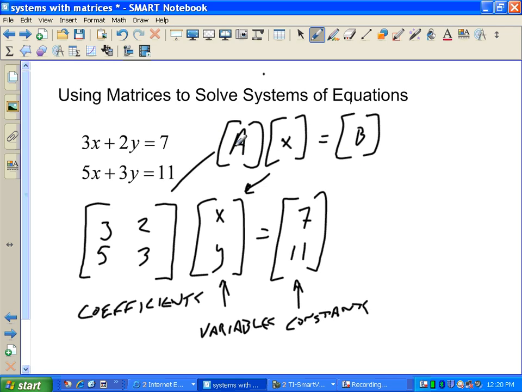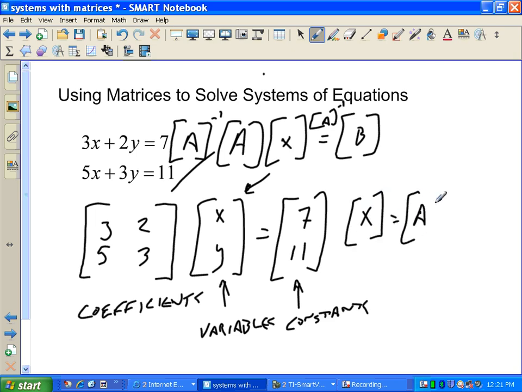Do you remember when we talked about inverse matrices yesterday? If I multiply a matrix by its inverse, I get 1, the matrix form of 1. So on this side, if I did A inverse times A, I'd just be left with X. If I multiply one side by something, I have to multiply the other side by something. So ultimately, my X matrix is going to be equal to A inverse matrix times B. Great, but how do I make that work?